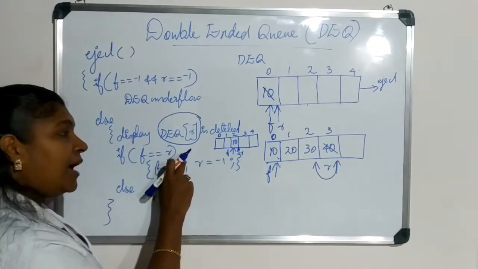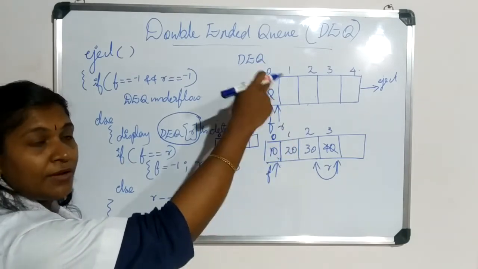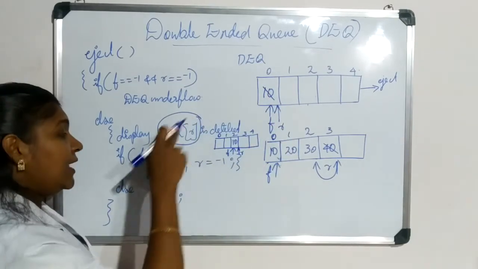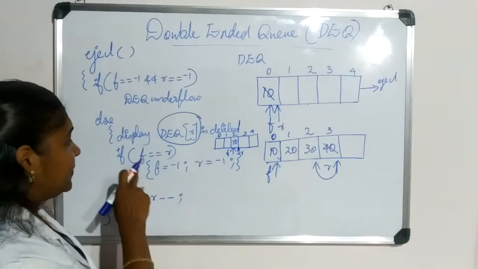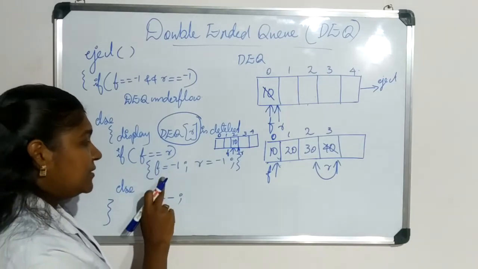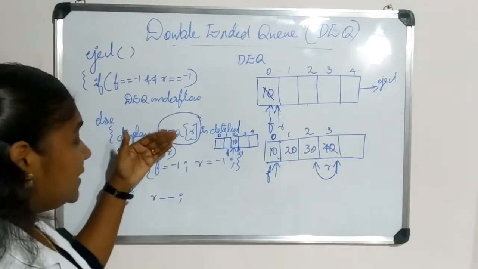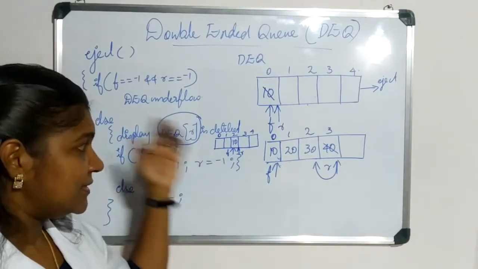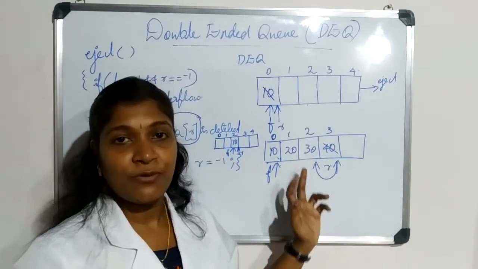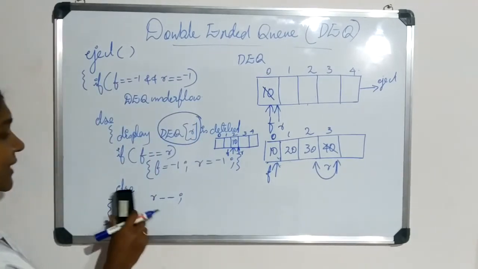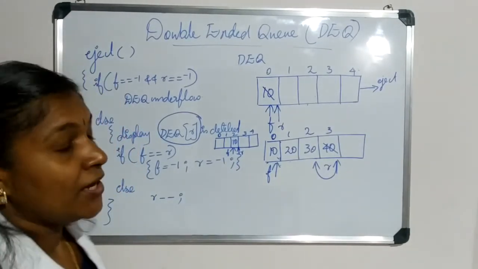If f is equal to r, after deleting the very last element, what would be the condition of our double-ended Q? Our double-ended Q will become empty. And what is the condition for an empty Q? It is obviously f is equal to -1 and r is equal to -1. So if f is equal to r, you set the value of f is equal to -1 and r is equal to -1. Else means more than one element exists. In that case, you simply delete the last element and decrement the value of r. So else r minus. This is the eject operation in our double-ended Q.